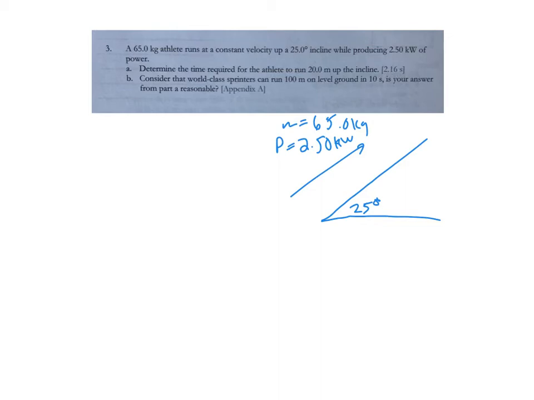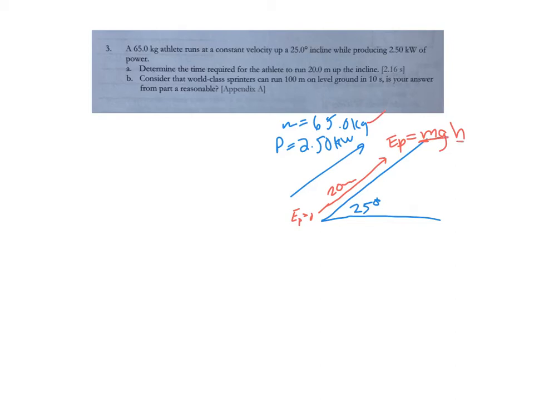So we know the athlete goes 20 meters up that incline. Now, when the athlete goes up there, initially the athlete's changing their energy. Initially, the athlete has a potential energy of 0. Then the athlete does work over time, which is what power is, to get to this height where they have a certain amount of potential energy. Now, potential energy is mgh. We know m, that's the mass. We know g, that's 9.81.